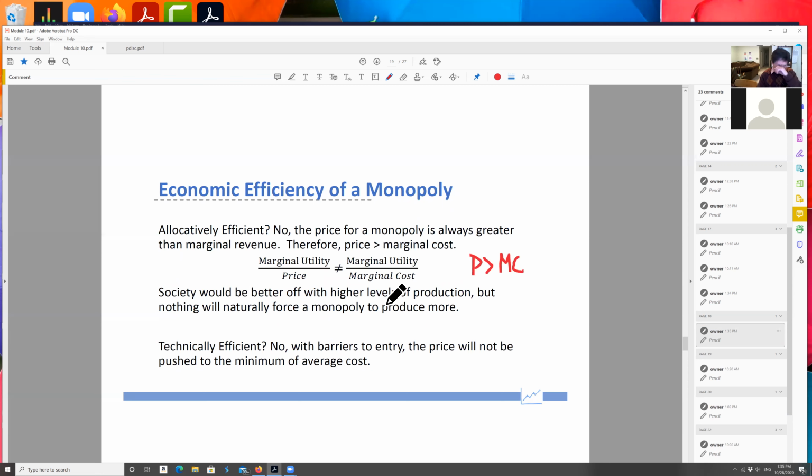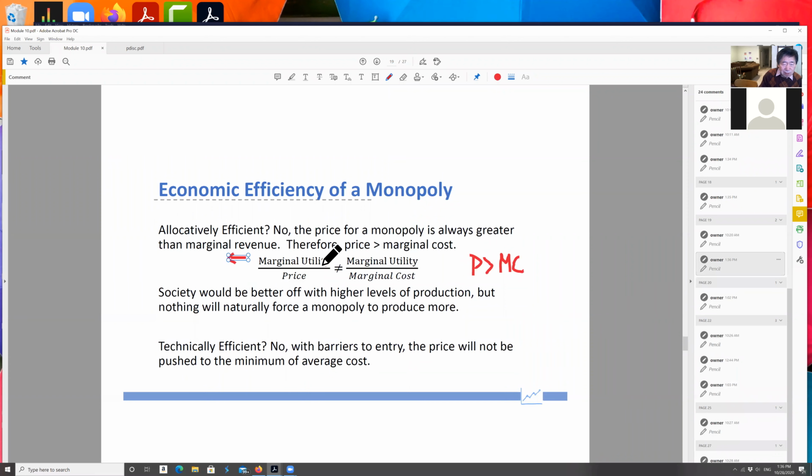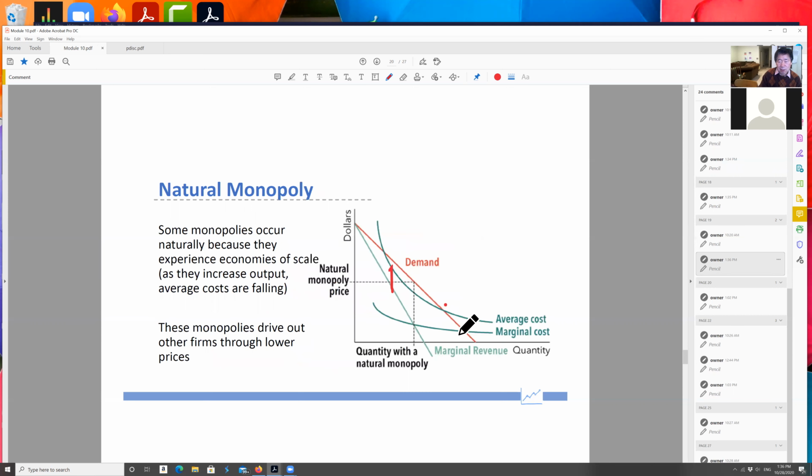So that says all about the efficiency of monopoly equilibrium. Marginal utility, this is marginal benefit. Marginal benefit and marginal cost must be equal. Marginal cost in a competitive economy equals price. But once you have a monopolist, marginal cost is not equal to price. Price is greater than marginal cost, okay? So that's the source of inefficiency.